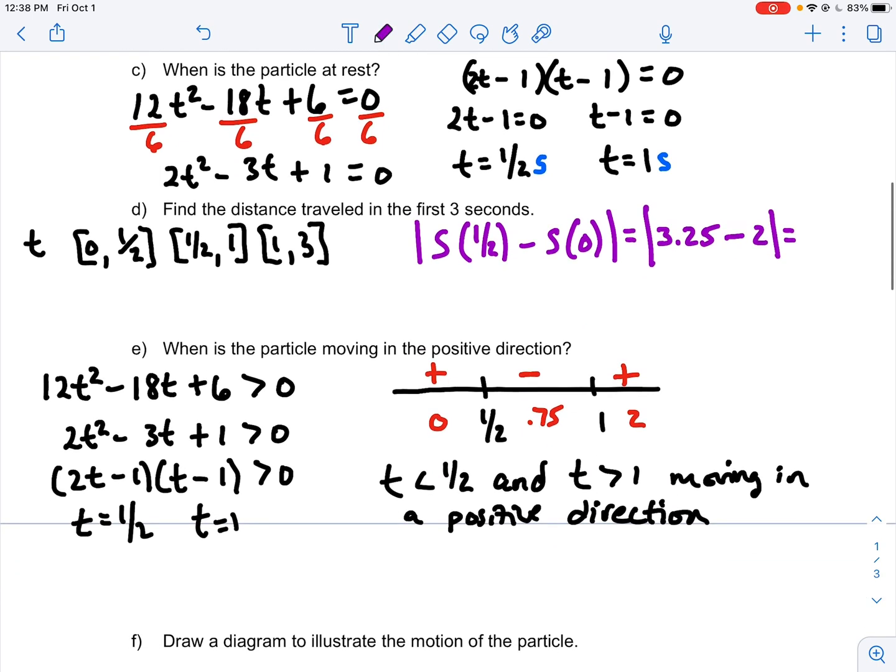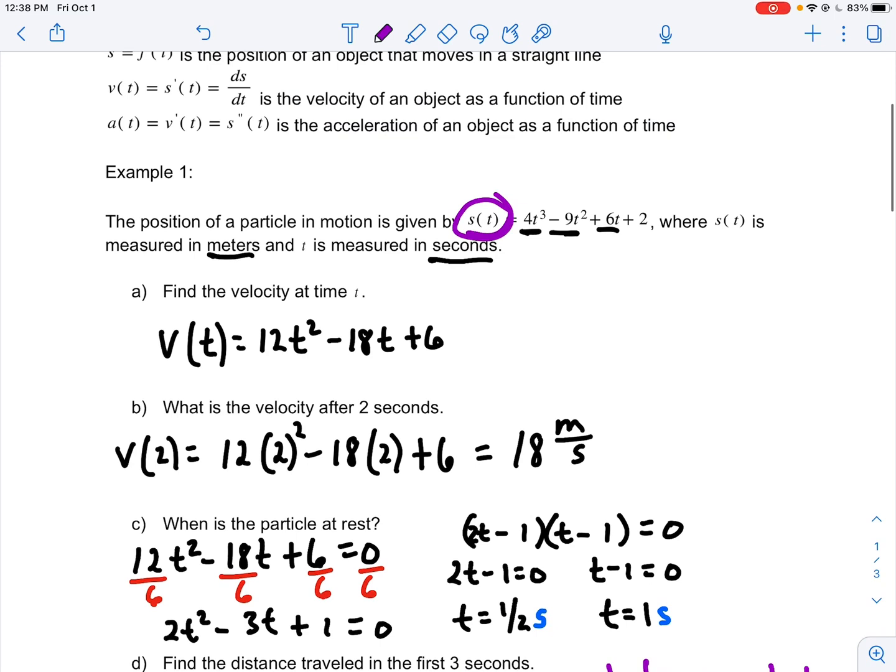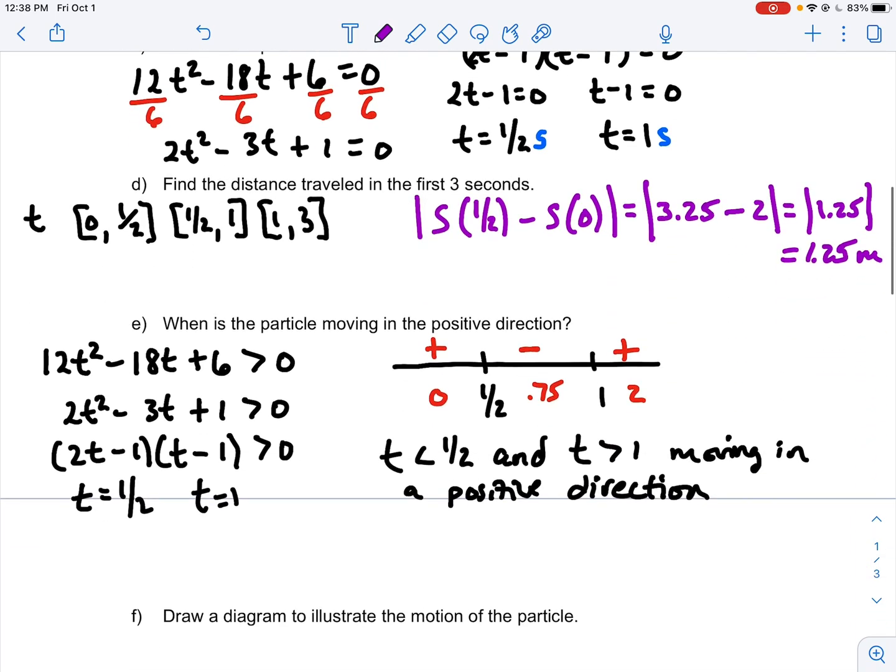So when I subtract here, I get the absolute value of 1.25, which gives me a distance of 1.25 meters. Now, I knew that it was meters because of the problem up here. The s of t is measured in meters. Okay? So that's our distance we covered in a positive direction. We know it's positive because this number in here came out to be positive. This is our distance in a positive direction for this interval.